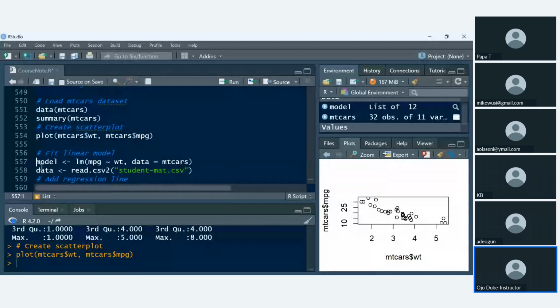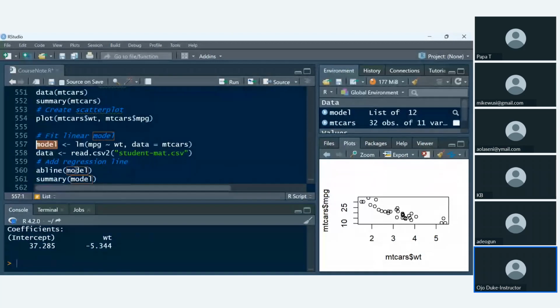The model has been run. Let's highlight this model and enter it just to give us the result of the model. So this is the result it brings. Of course, you're expecting two things from the result: the intercept, and then the coefficient of the weight, which is the slope itself.